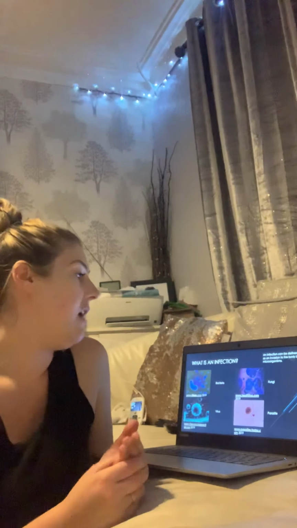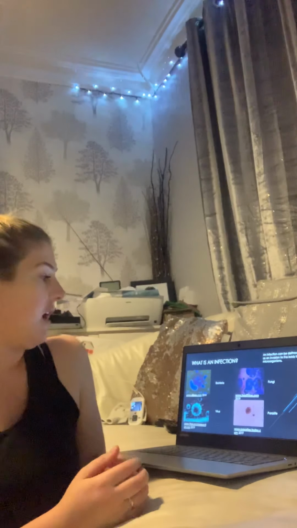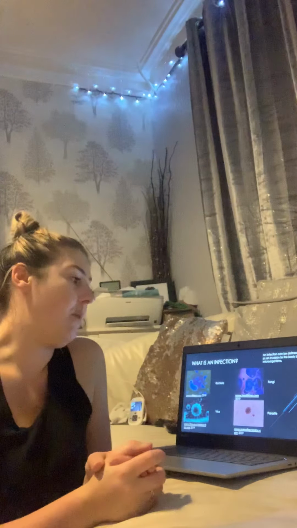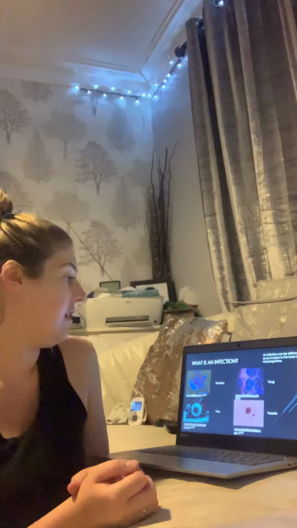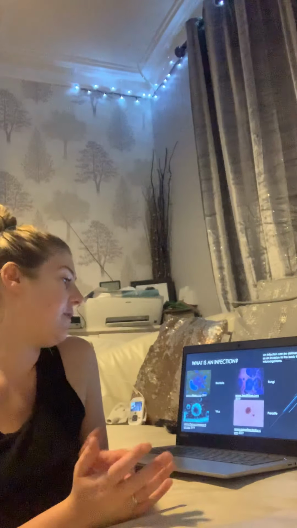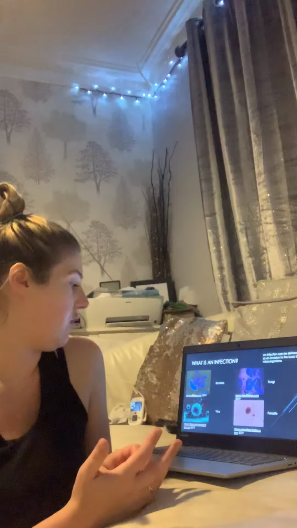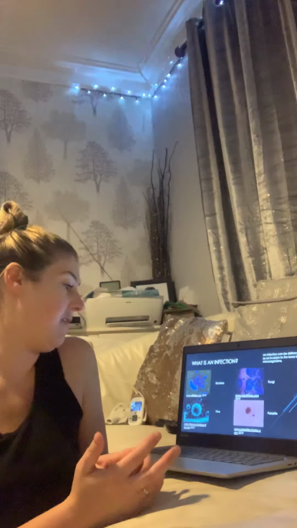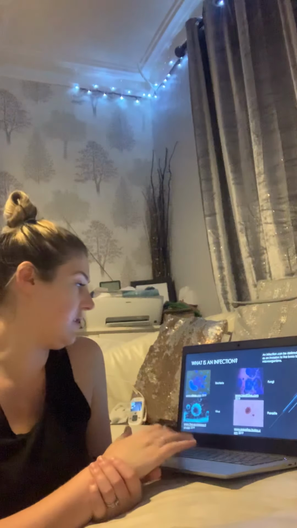So what is an infection? An infection is defined as an invasion into the body by microorganisms. Obviously, infection affects the white blood cells in the body. When you have a blood test, there will be a spike in your white blood cells, showing an infection. Different infections such as bacteria, fungi, a virus and a parasite are the different infections that can take over the white blood cells.